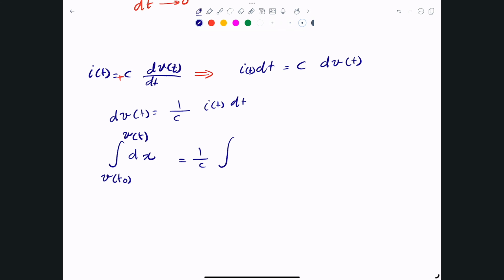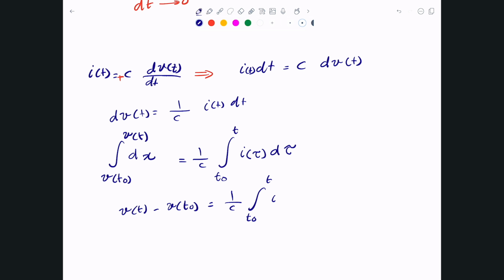We also integrate in here, and then what we have is i, well, it's a function of time, but because I want to use time in here, t0 and t, so that I don't get confused, I'll just say it's a function of tau, and this is d tau. Basically, I changed the variable t to tau. All right, so we do these integrals in here, and what we get is v of t minus v of t0 equals 1 divided by C, integral from t0 to t of i of tau d tau. So that means v of t equals 1 divided by C, integral from t0 to t of i of tau d tau, plus v of t0.